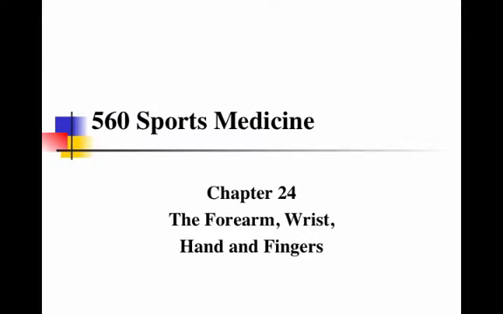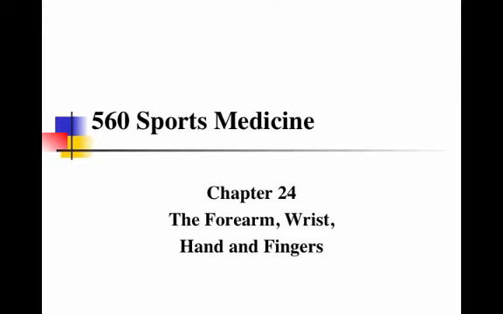Chapter 24, the wrist, hand, and fingers. Slide 1. In this chapter, you will learn about the common injuries related to the forearm, wrist, hand, and fingers. These include contusions, fractures, and dislocations. We will also review rehabilitation principles for these joints.